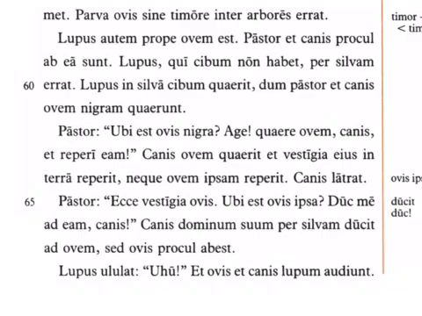Lupus ululat, ooh, the wolf howls. And then we've got the word for that, the sound there. Et ovis et canis lupum audiunt. Both the sheep and the dog hear the wolf.